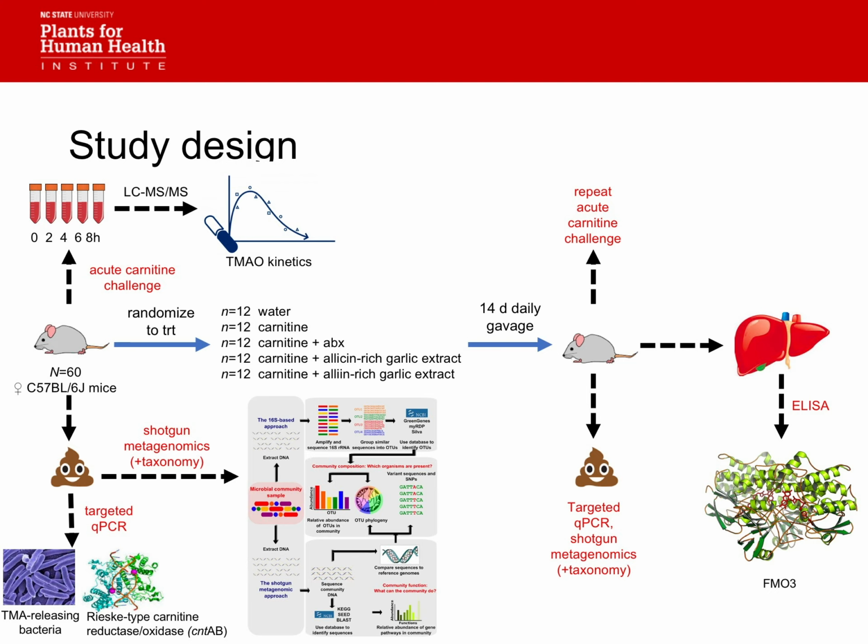And then we divided these into a variety of treatments, basically seeing if allicin-rich or alliin-rich garlic extracts can reduce the effects of carnitine at increasing TMAO production. And then at the end, we're going to do the carnitine challenge and the fecal samples again, and also look at liver FMO3. So actually, the animal portion of this study has been completed. We're just doing sample analysis. I really wish I had some data to share with you, but I did want to let you know where we were going with that.